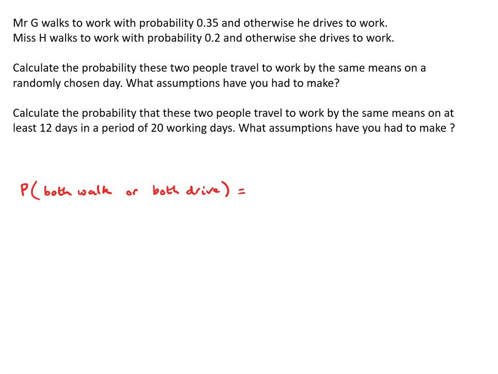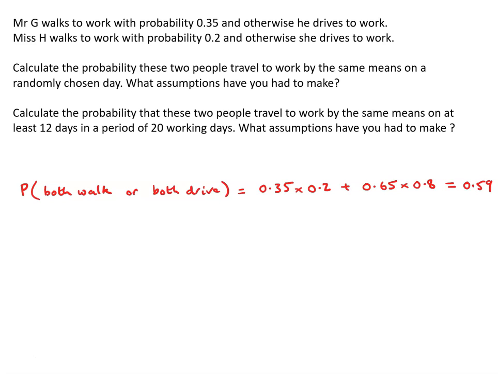Well, the only way we're going to be able to handle this is to say, we want the probability they both walk or they both drive. We don't know how they're related to each other, so we're going to have to assume that the two people are independent of each other. So whether Mr. G walks or drives is independent of whether Miss H walks or drives. So we've got 0.35 times 0.2 plus 0.65 times 0.8, which gives me 0.59, that they both travel by the same means.